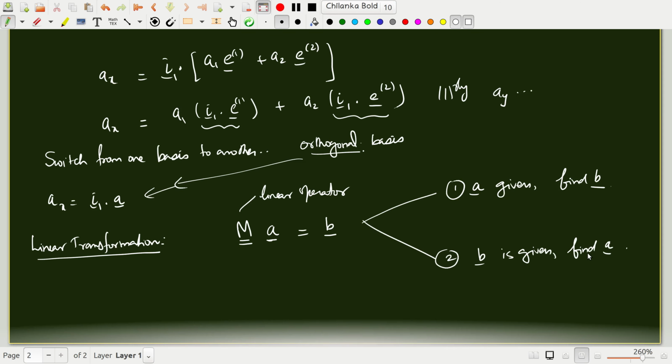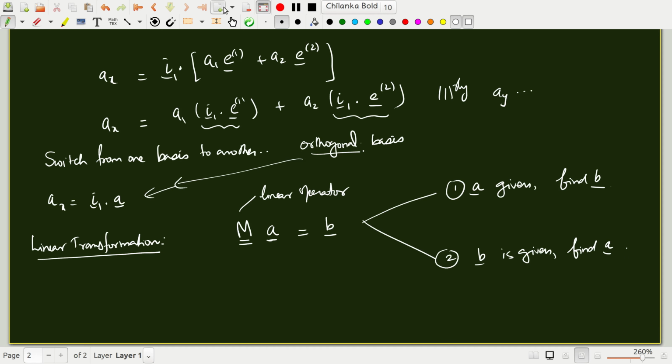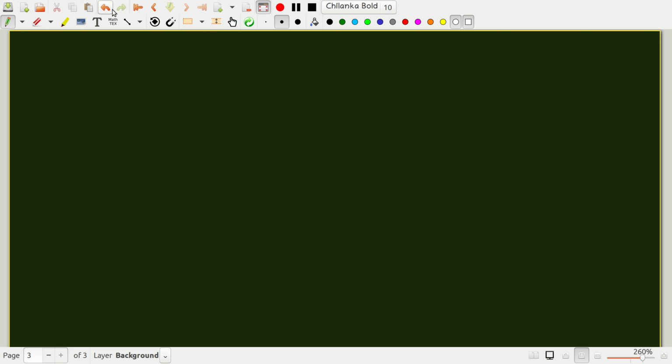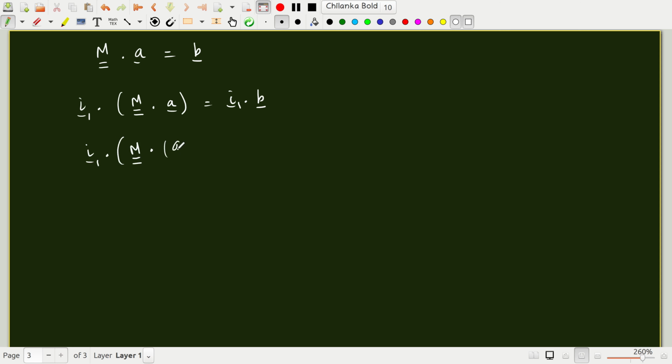Now let's think about how we go about doing the second one. So we have M dot A is B. Let's choose a given basis. Now this is a vector equation. I want to find the I1th component, so I have to dot it with I1. So I1 dot, instead of A, I'm going to write its components AX I1 plus AY I2, is equal to I1 dot B.